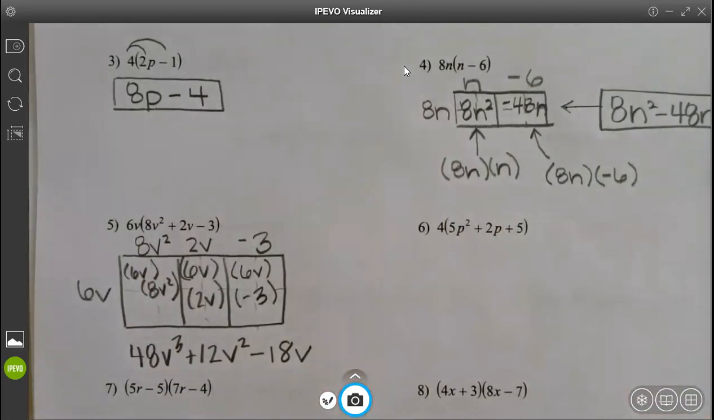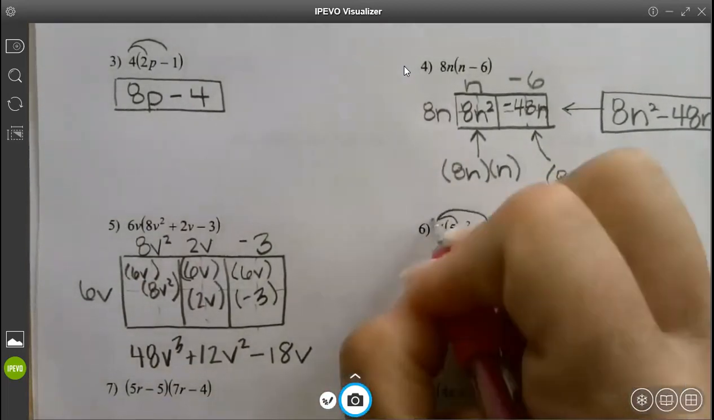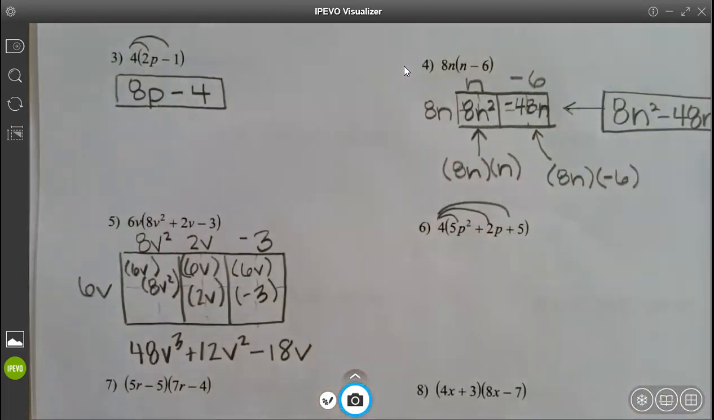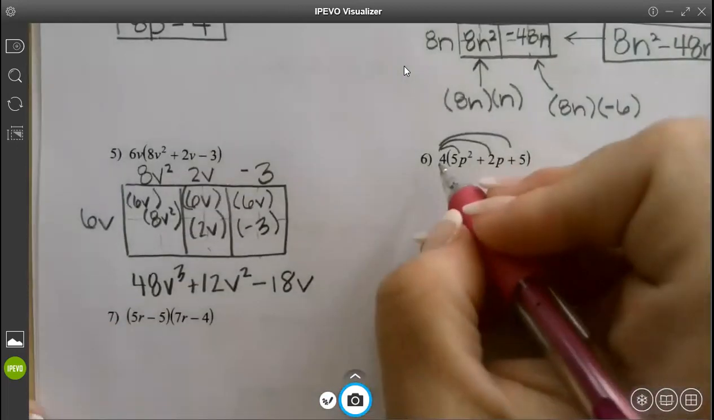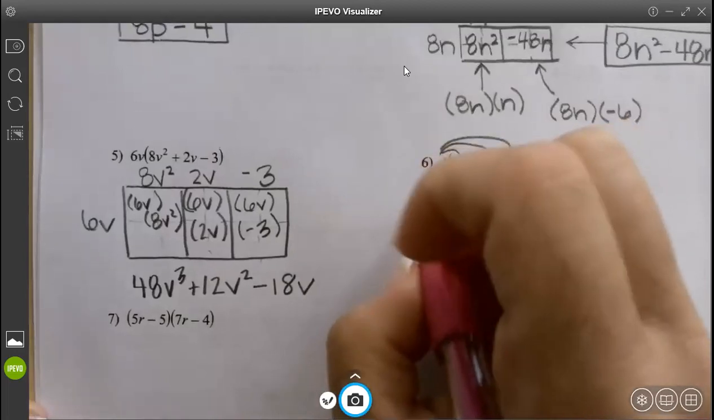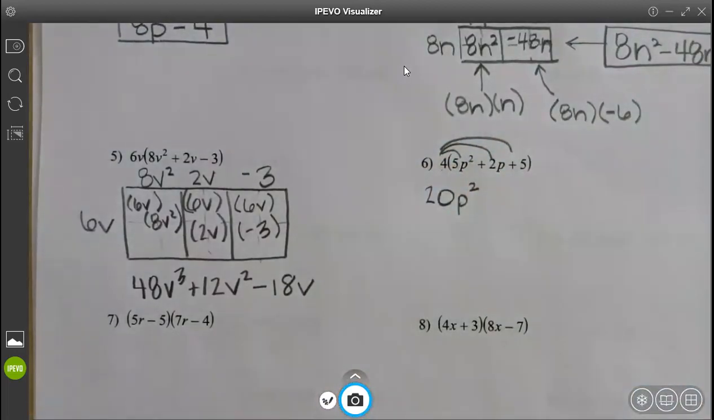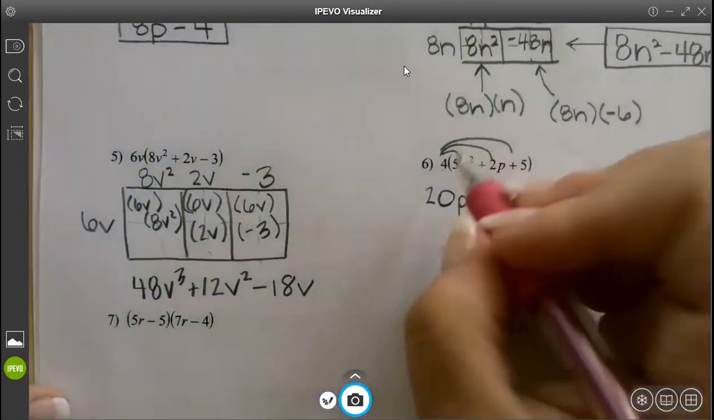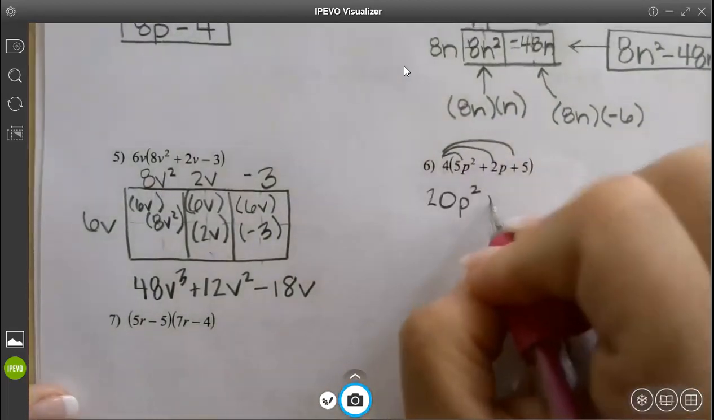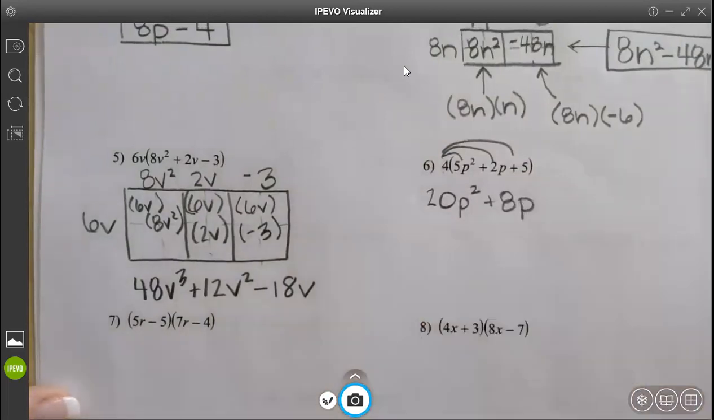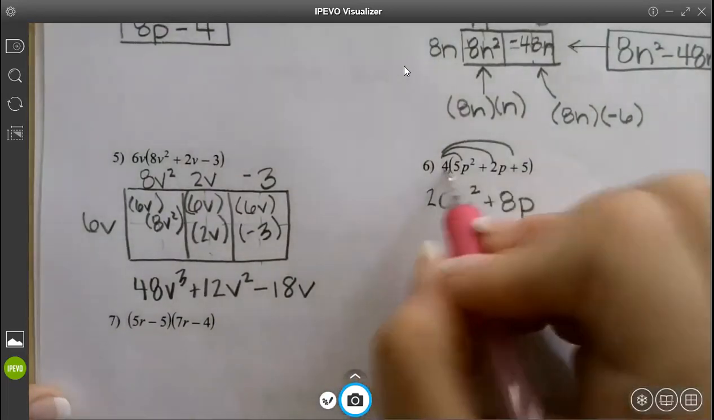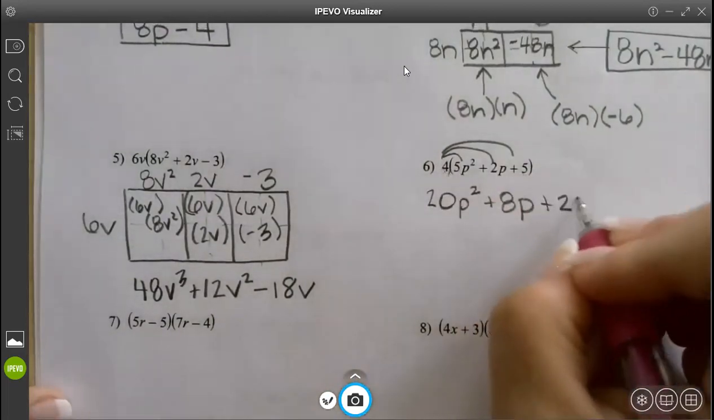All right, so again, you don't have to do the box on number 6. We're going to distribute just because it's a 4. There's nothing really hard in that. I do not care which way you do it. Whatever way is perfect for me. 4 times 5 is 20. And there's a p squared. 4 times 2 is 8. And there's only one p. And then 4 times 5 is a +20.